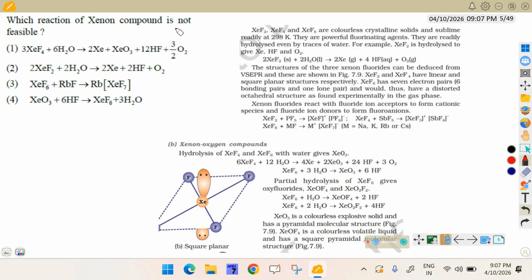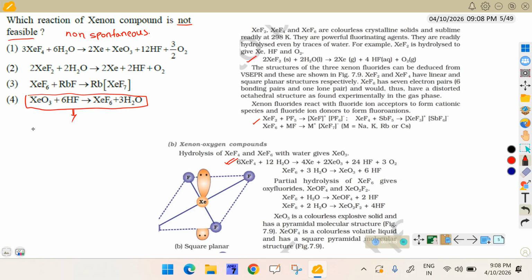Which reaction of xenon compound is not feasible? Not feasible means non-spontaneous. XeF4 plus H2O is a spontaneous reaction. XeF2 plus H2O, spontaneous reaction. XeF6 plus RbF is also a spontaneous reaction. This one is a non-spontaneous reaction, not feasible.